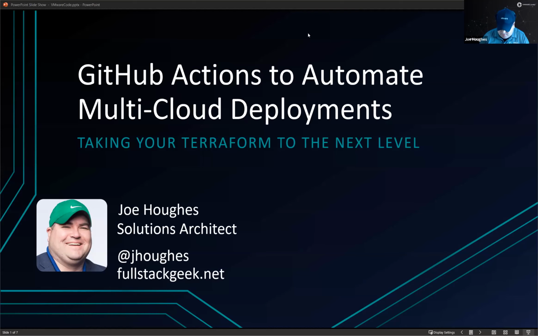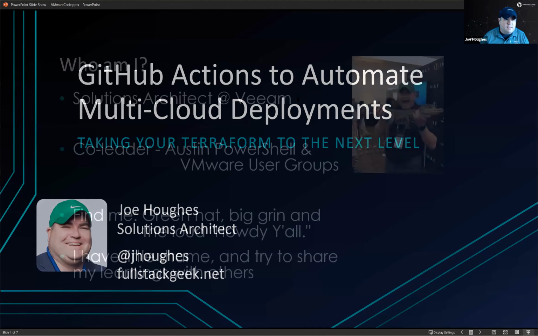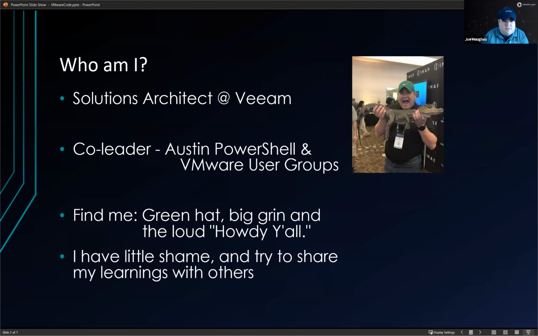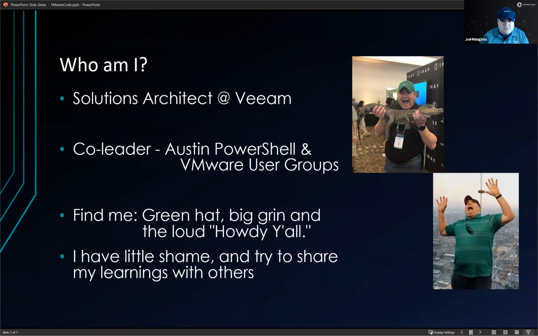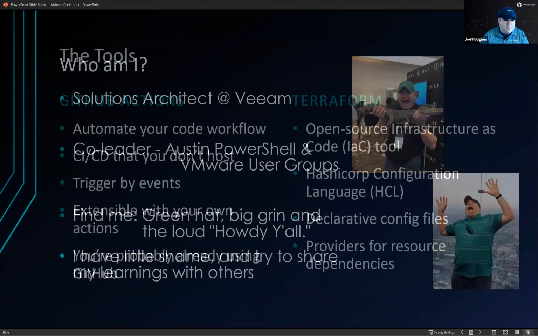So again, I'm Joe Houghes, currently solutions architect at Veeam Software. Basically I'm the guy for automation and integration, but I just like playing with things. I'm a community geek. I'm one of the co-leaders for the Austin PowerShell and VMware user groups. Typically you can find me with the green hat, the big grin, and the loud howdy y'all. Playing with the team today, so I'm wearing my VMware gear as opposed to the green hat for once. As you can see here, I have little shame and just try and share my learning with others. So if you can learn things from my mistakes, whether they're live or in the code, then hopefully I can help you out.